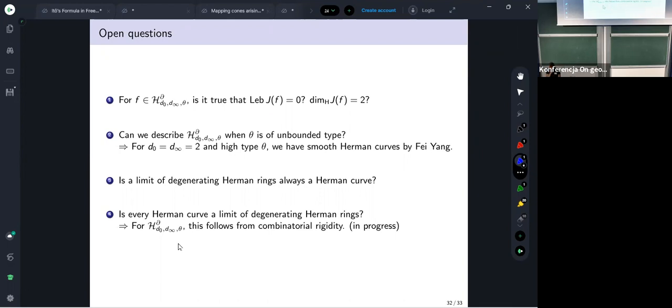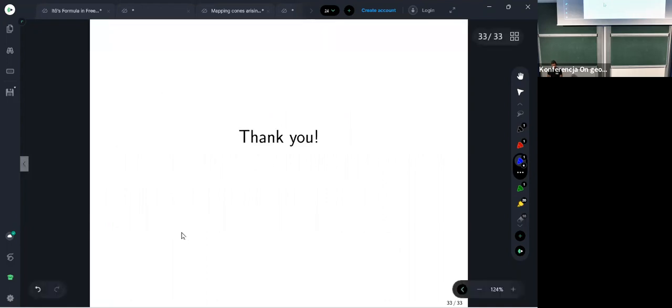So basically, combinatorial rigidity, plus the second theorem that I mentioned earlier, the existence theorem, will give me the positive answer for number 4. Okay, I think that's basically all I can say today. Thank you.